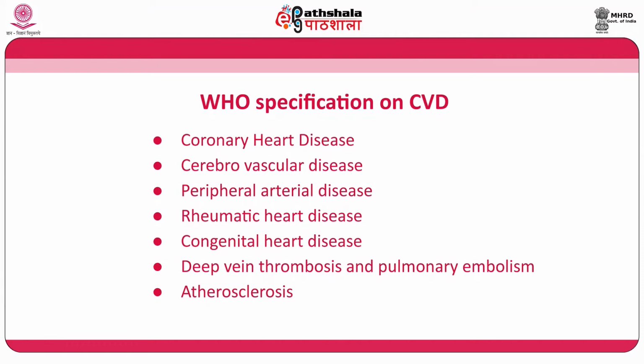Now let's see the WHO specifications on cardiovascular diseases. The World Health Organization specifies cardiovascular diseases as a group of disorders that include coronary heart disease, cerebrovascular disease, peripheral arterial disease, rheumatic heart disease, rheumatic fever, congenital heart disease, deep vein thrombosis and pulmonary embolism and atherosclerosis.